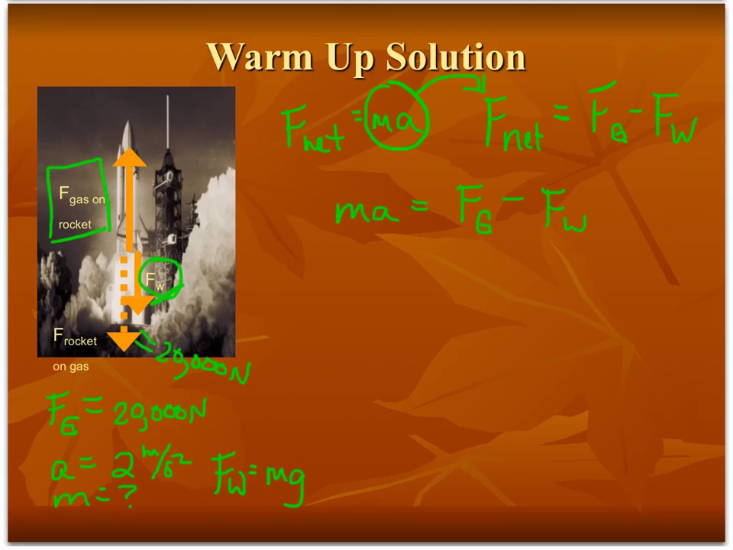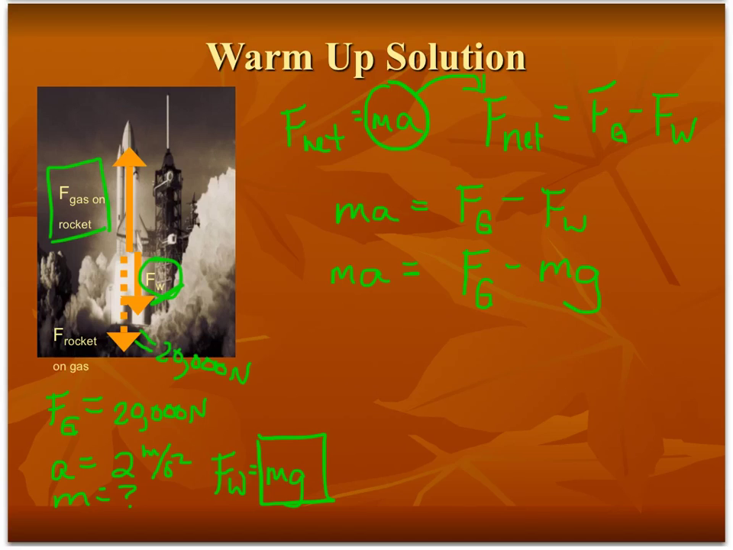Since I don't know what the mass is, I'm now going to take my equation from down here, Fw equals mg, and I'm going to substitute mg in for Fw. So that now when you look at this equation, I don't know mass, and it's in two different spots in the equation, but I know the acceleration, I know the force of the gas, and I know my value for g is always a constant 10 meters per second squared.